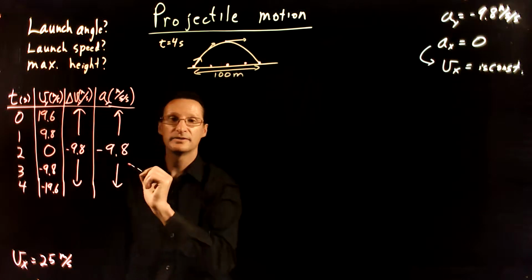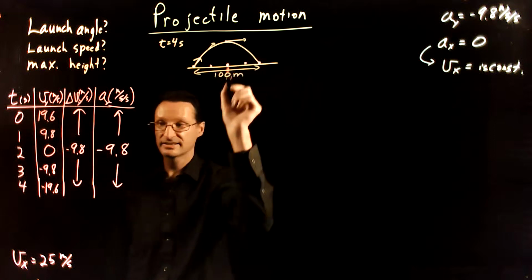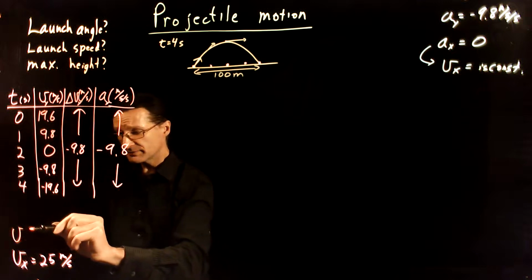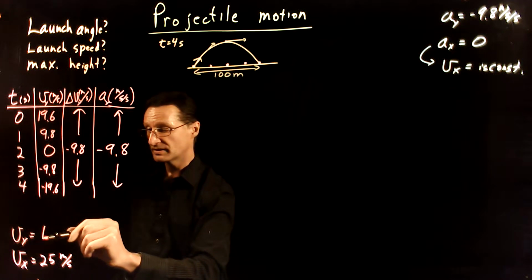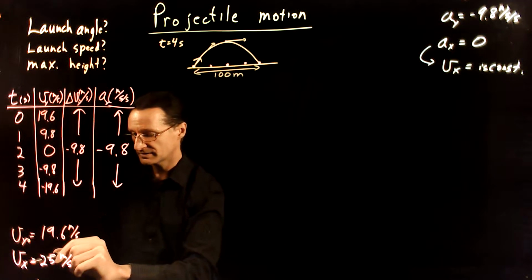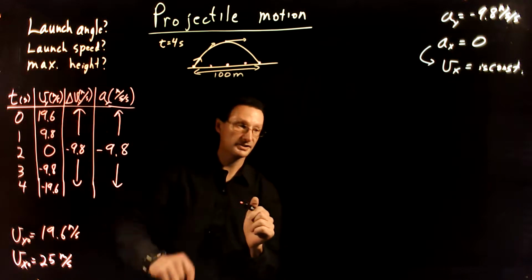After the first second, it reduced to 9.8. After 2 seconds, it was at 0. That's at the very top, and so on and so forth. Okay, so this is very useful. This tells us that the y component of the velocity initially was 19.6 meters per second. Okay, this is the initial velocity. So I think we can use that to get at our launch speed here.